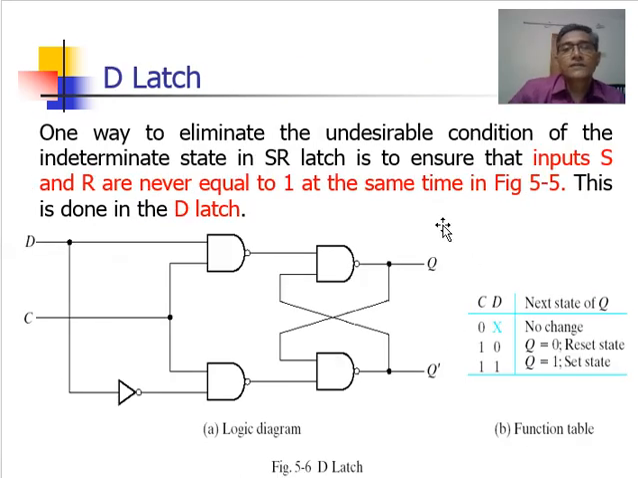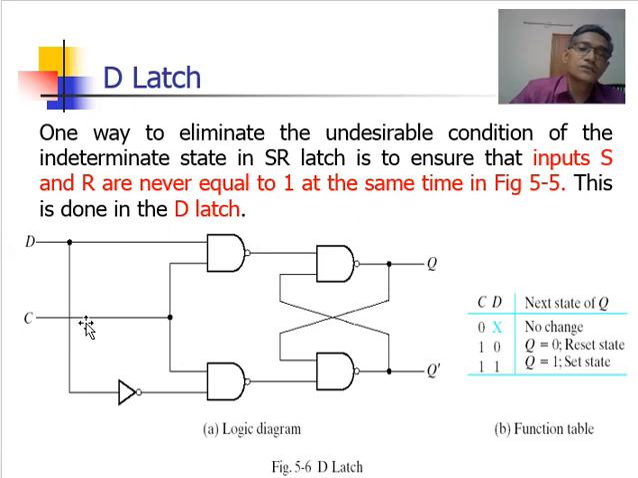Now what is the other way to eliminate the undesirable condition or indeterminate state of the SR latch? Both S and R should not be equal to 1 at the same time. That is the condition. So we are going to give one input here, which you can consider as S, and to ensure that S and R are not the same at the same time, we invert that input and give it to one input of this NAND gate. So the same explanation holds good here also.